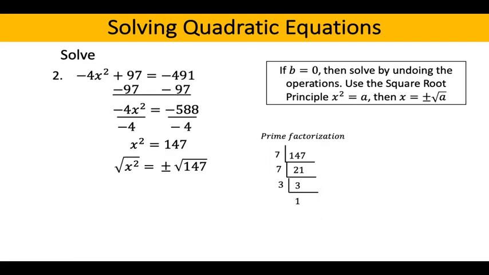So notice we have a pair of 7s and a 3 left over. So our solution is x equals plus or minus 7 square root of 3. We do not need the i in this example because we are taking the square root of a positive value. So our solution for x will be negative 7 square root of 3 and positive 7 square root of 3.